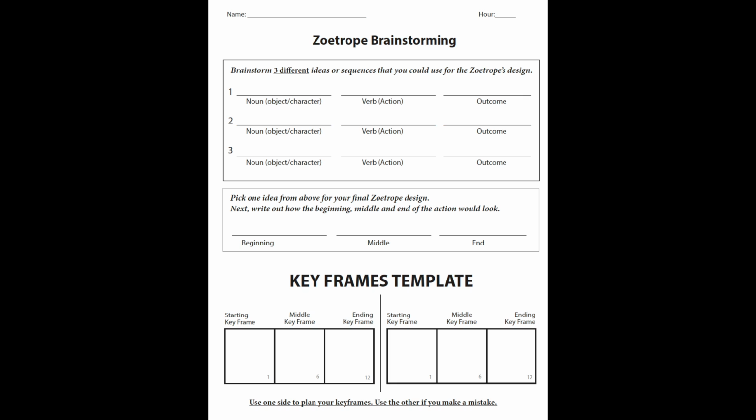Once you've come up with 3 different ideas for your zoetrope, you are going to select one of them and then write down what the beginning, middle, and end would look like. So for example, my noun was egg, my verb was hatch, my outcome was a chick. So the beginning, I would have an egg. In the middle, I would have a big crack down the egg. And then in the end, I would have a chick with eggshells around it.